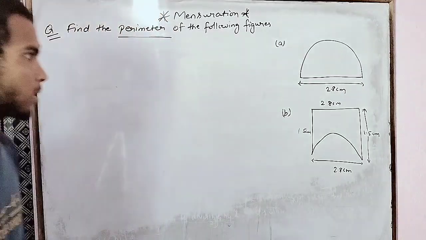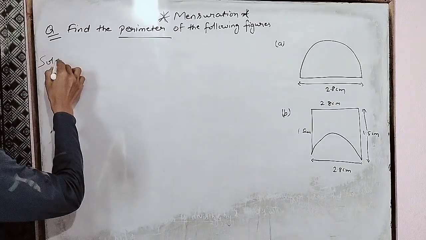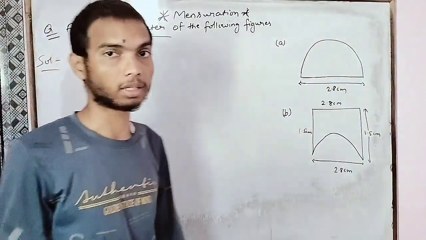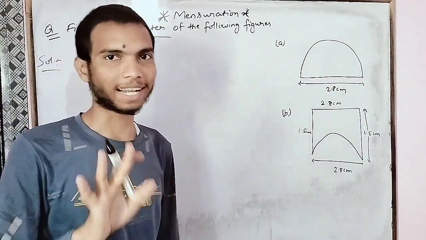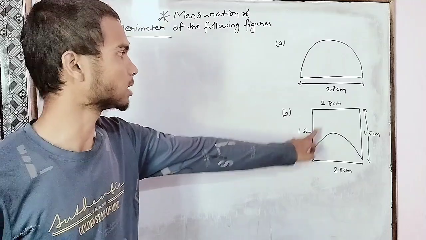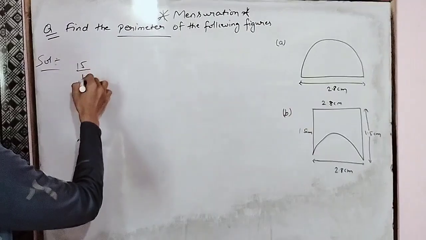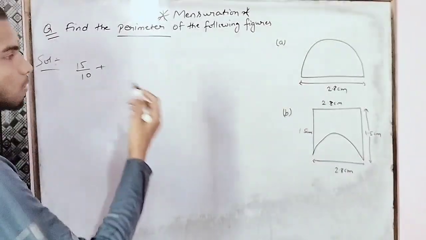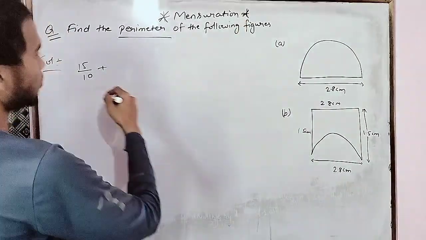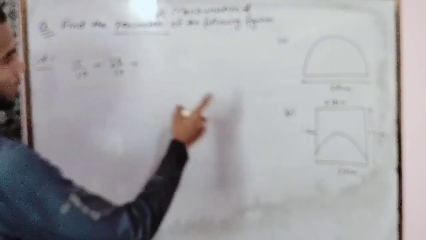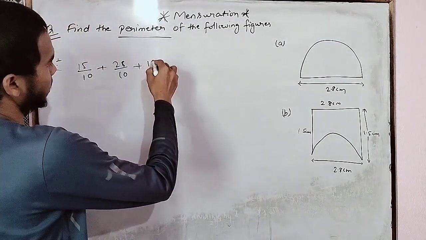Now, it is very simple. We won't apply our rectangle formula because we don't have a rectangle. We will just add these. First, 1.5, can we write this as 15 by 10? Of course, yes. Then we will add, because perimeter is done by summing up the measurements. Then 2.8 centimeter, so it can be written as 28 upon 10. Then we have 1.5, which can be written as 15 by 10.